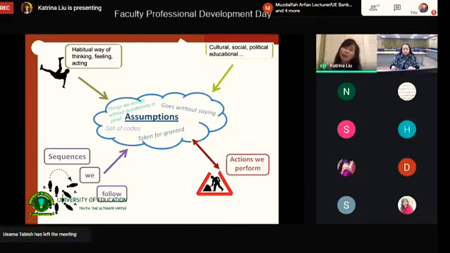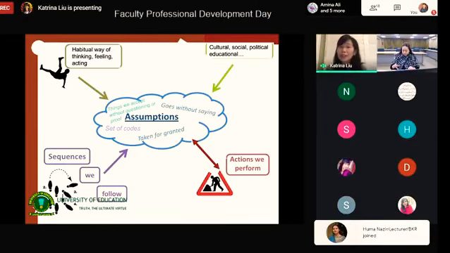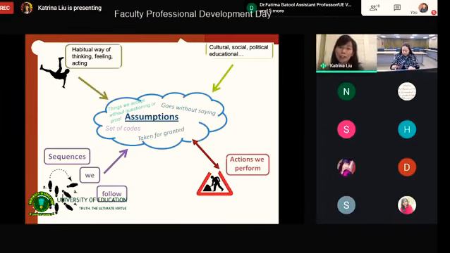So we talk about assumptions. Assumptions are important. And what are assumptions? Assumptions are things we accept oftentimes without questioning or proof. And assumptions are a set of codes that guide our beliefs and attitudes about the world, about ourselves. And assumptions are oftentimes taken for granted and go without saying. And assumptions are influenced by habitual ways of thinking, feeling, and acting.